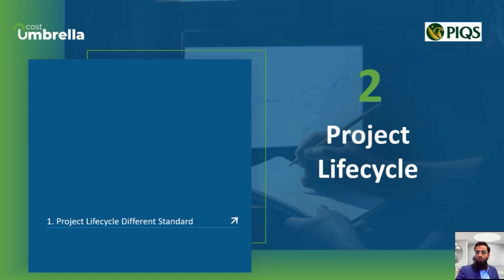Firstly, the different standards of project lifecycle, examining how diverse frameworks shape project management. Secondly, design development in the pre-construction stage, highlighting the critical role of planning and conceptualization. And lastly, design development during construction, delving into how design adapts to project progress. Let's begin with project lifecycle, different standards. We will try to cover RIBA, PMI, AACE, and front-end loading method.